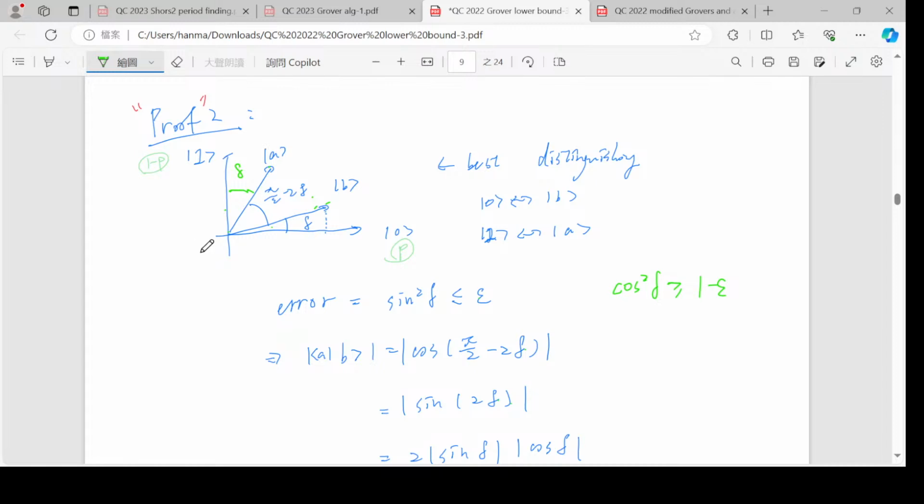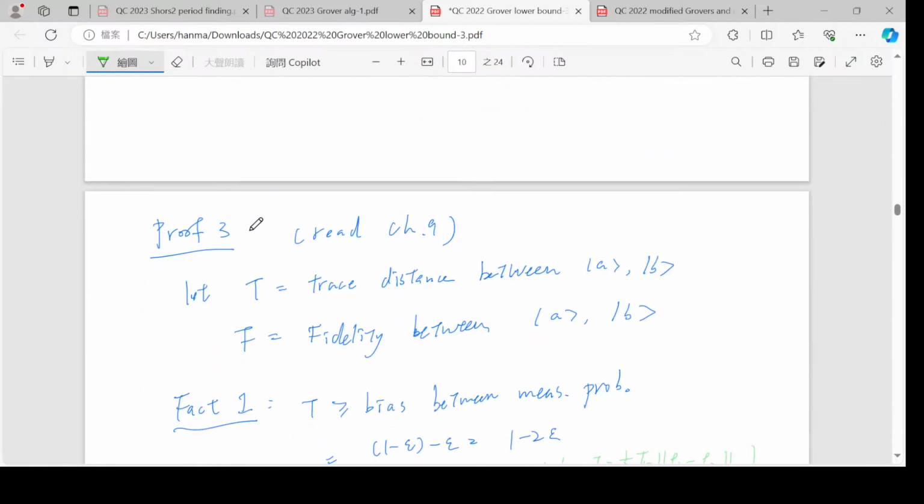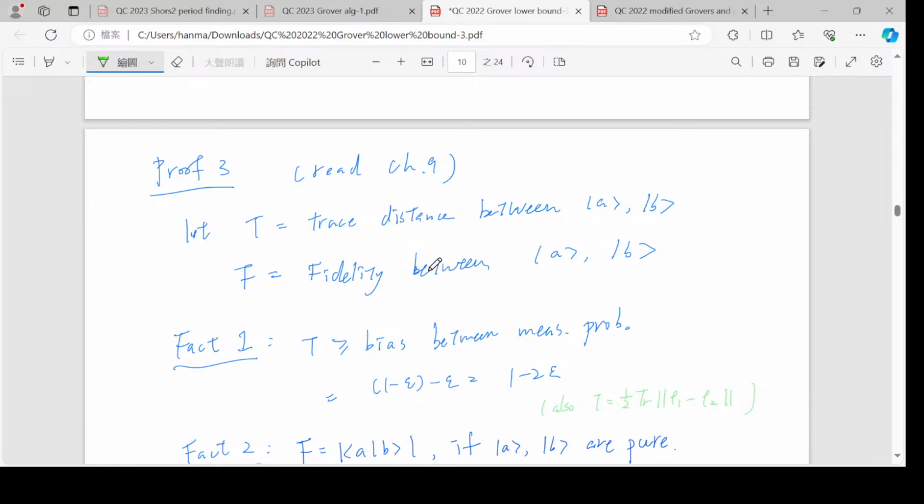Okay, so this is proof number 2. And proof number 3 is the easiest possible proof, but you cannot quite do it. But for proof 3, you will use a better concept. This is a concept that's in chapter 9 of the book. It's actually quite fun, although we don't have time to cover it here right now. Hopefully this gives you some motivation to read chapter 9 yourself.